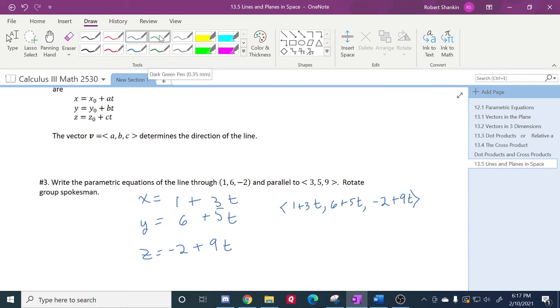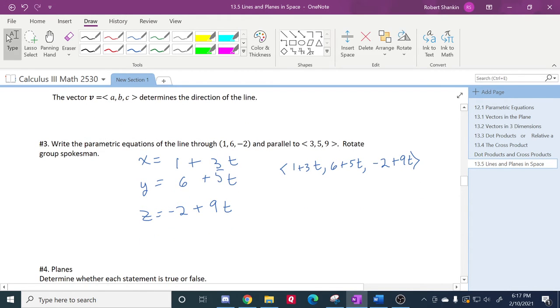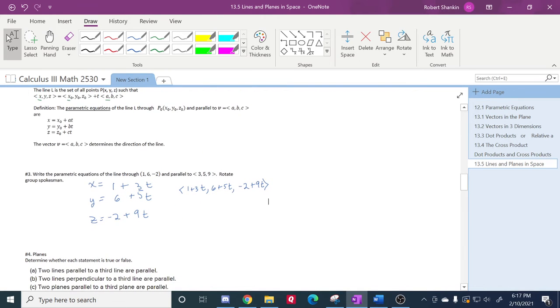And we could also be putting a vector equation like this. The vector equation up here says (x, y, z) equals the original point, oops, it's not working.